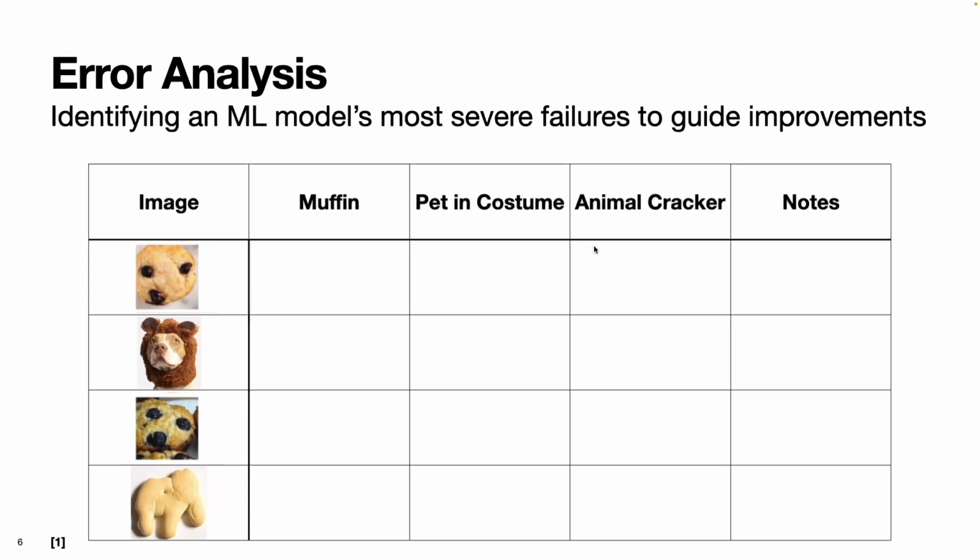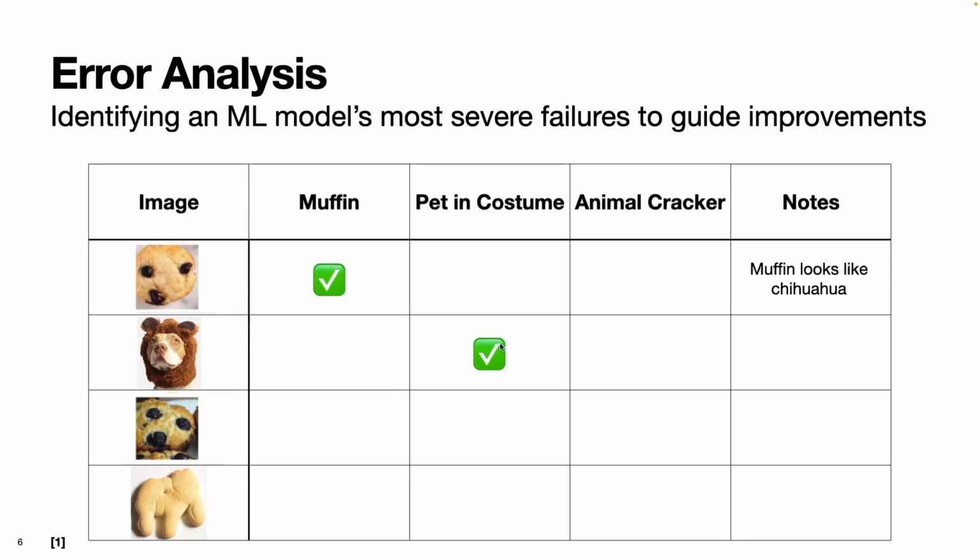I have 3 subtypes here. Here is a muffin that maybe looks like a chihuahua. The second subtype is a pet that is in a costume of another animal. Finally, we have an animal cracker. So maybe our model got confused about this. What we're going to do is just go step by step and first identify what error subtype this was. So this is a muffin. In our notes section, we say muffin looks like chihuahua. So maybe our model got confused and thought this was a chihuahua.